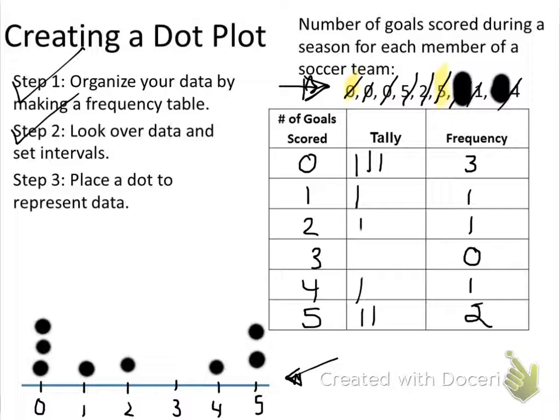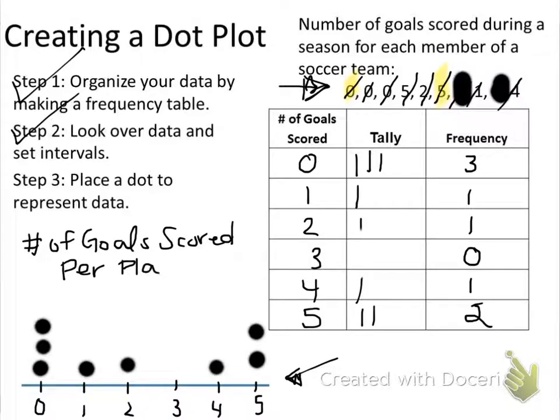Now we're done writing the dots. The last thing you have to remember to include is a title. So I will say number of goals scored per player. And now we're done creating our dot plot.